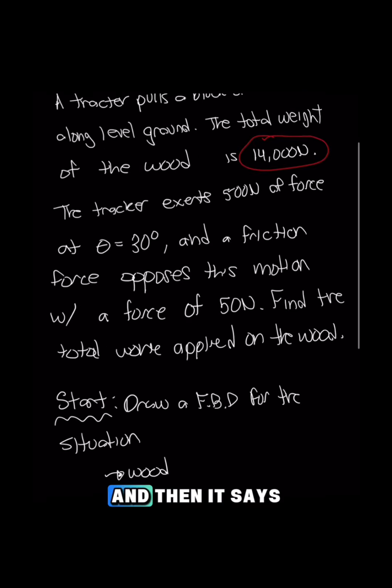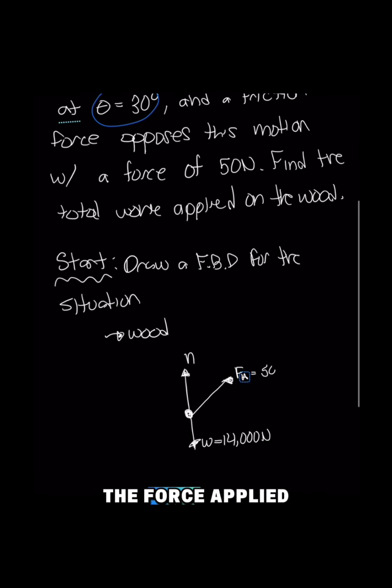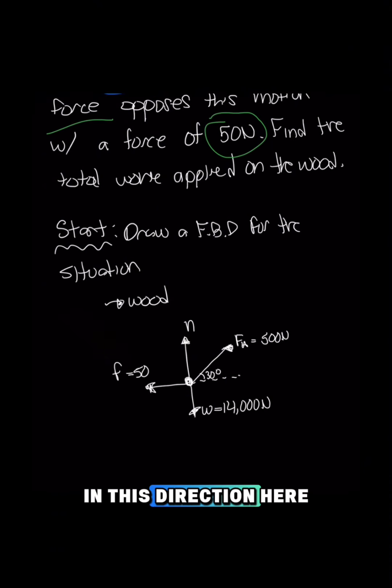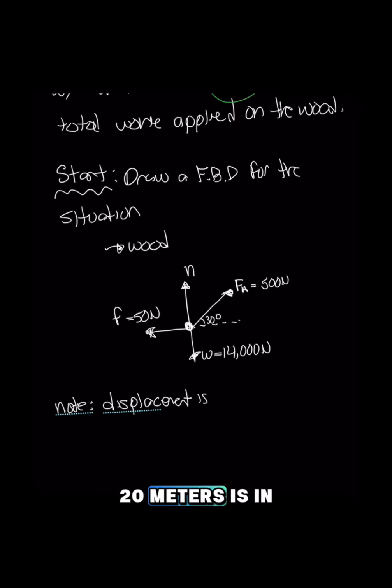Sorry about that, guys. And then it says there's a 500 newton force at an angle of 30 degrees. So you can write that down as the force applied. We have a force of friction, 50 newtons, opposing the direction of motion, so it's going to be in this direction here. Note that the displacement of 20 meters is in the right direction.